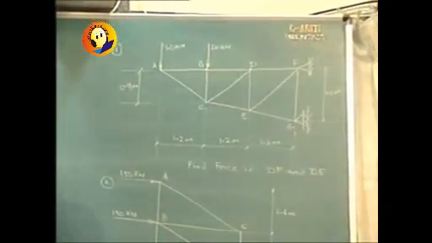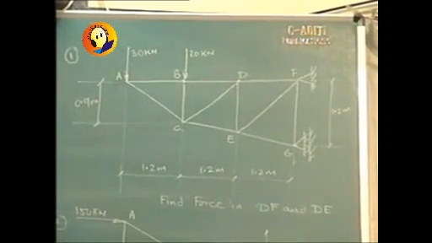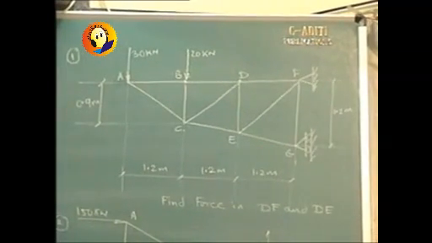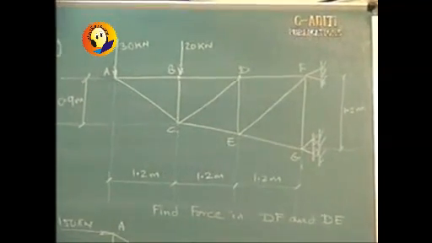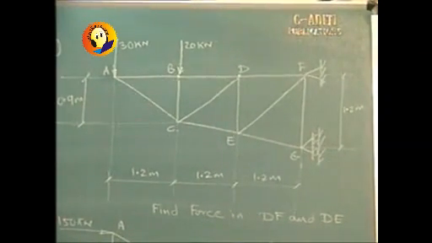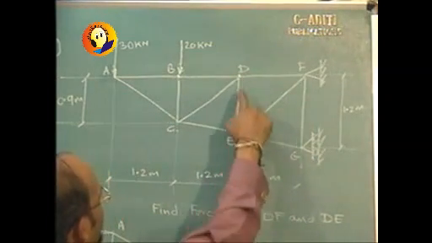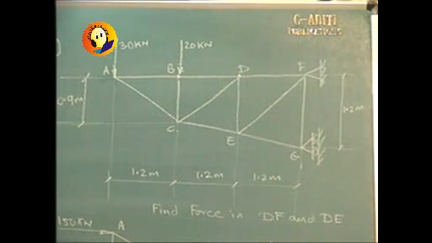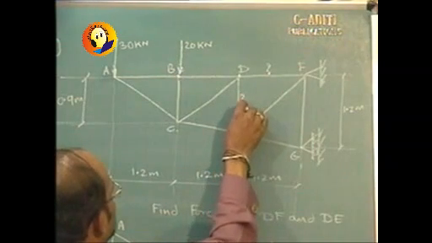Consider the very first problem. We are given a truss as shown in the figure with the dimensions, and we are required to find the forces in member DF and DE. So these two forces, DF and DE, are to be found out.